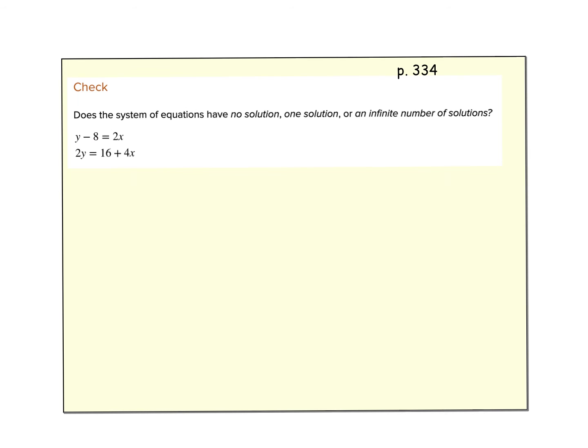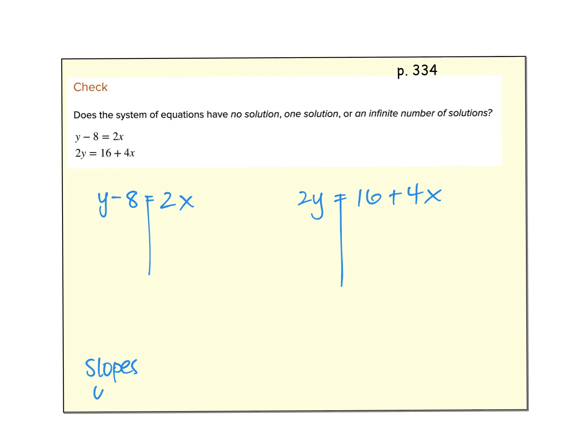Okay, page 334, I want you guys to try the check. Now, it looks like you're going to have to rewrite both of these. So find a little space in your math book and start by rewriting them both. I'm just going to rewrite them so that they both say y equals. I'll give you a chance to do that, and then go ahead and compare their slopes and their y-intercepts to see how many solutions it has. So pause the video and go ahead and try that.